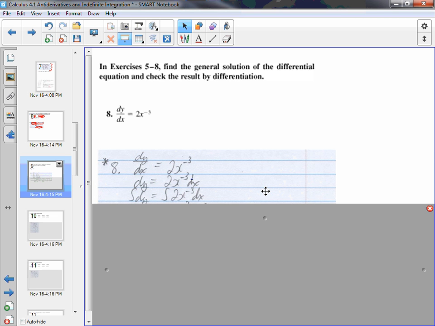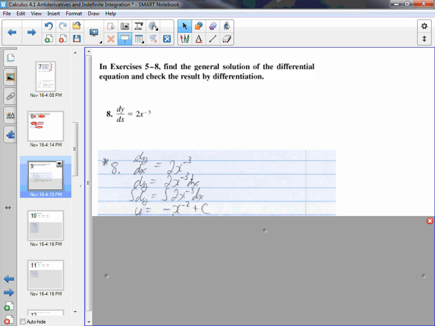I don't care. Now, the integral of dy means the antiderivative of 1 with respect to y. So on the left, y is our variable. So the antiderivative of 1 with respect to y is y, because the derivative of y is 1. Okay? So we get y on the left, and on the right, the antiderivative of 2x to the negative 3. Add 1 to the exponent, so the new exponent's negative 2. Divide your coefficient by the new exponent. So 2 divided by negative 2 is negative 1, plus c.